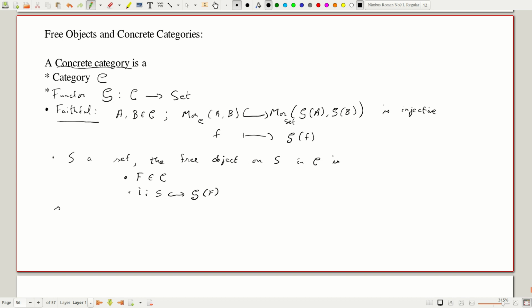And such that for all, now I have to have another object, let's say A in C, and what we have is a map little f, which is going to map S not to A, which doesn't make sense, but instead to the underlying set of A. There exists a unique morphism, we'll call it phi, which is a morphism in the given category from F to A, such that the appropriate diagram commutes.